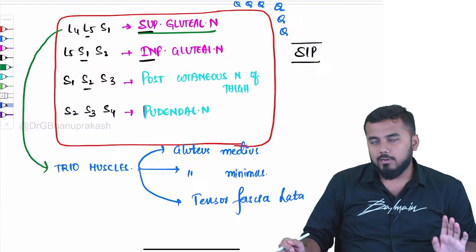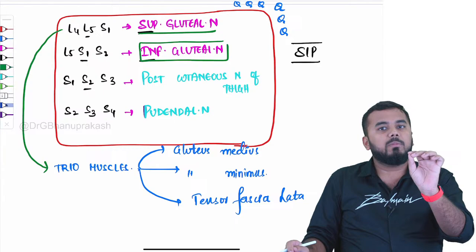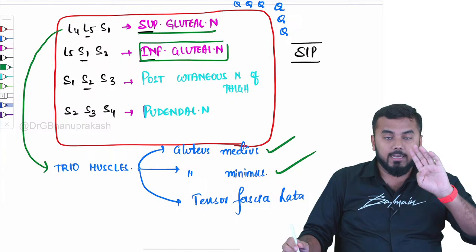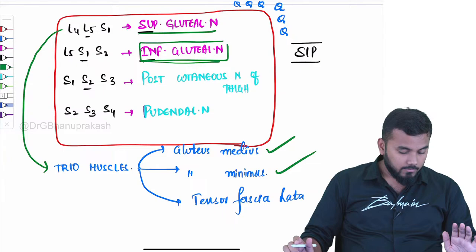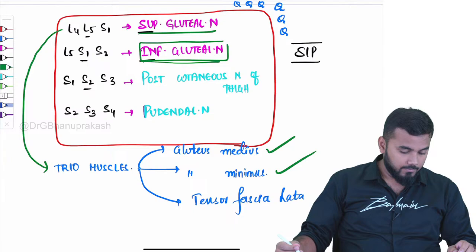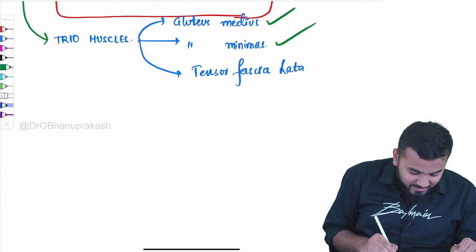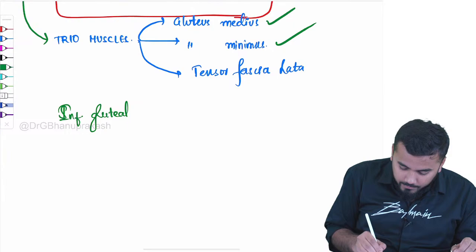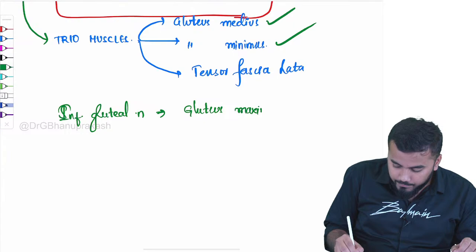Okay, what does the inferior gluteal nerve supply? Gluteal means it supplies gluteus only. But two gluteus muscles are already finished: medius and minimus are done. Now, which one will the inferior gluteal nerve supply? Excellent. So, the inferior gluteal nerve will supply your gluteus maximus.